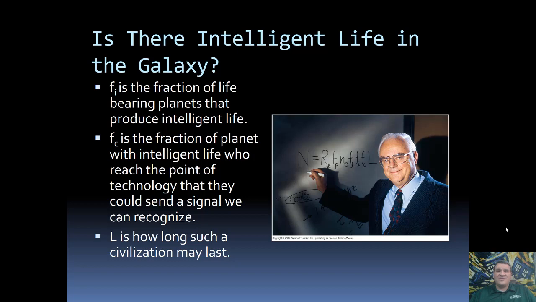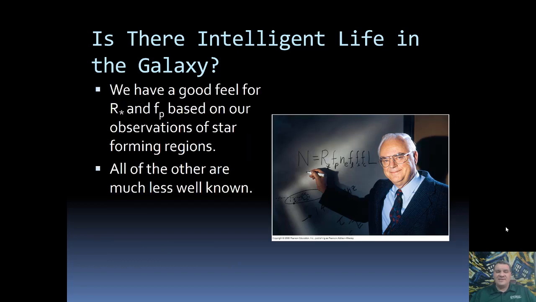Then the last factor is how long one of these things is going to last. If they are produced and then immediately die within a relatively short amount of time, we're not going to have a chance to actually see them. So the longer the civilization lasts, the greater the chances we'll actually see them. This is capital L, how long one of these civilizations actually lasts. So let's go through each of these pieces.